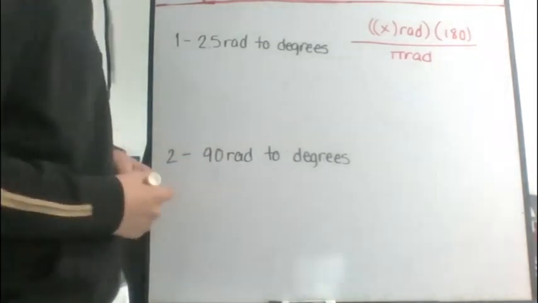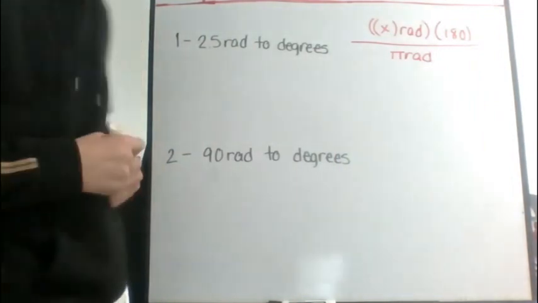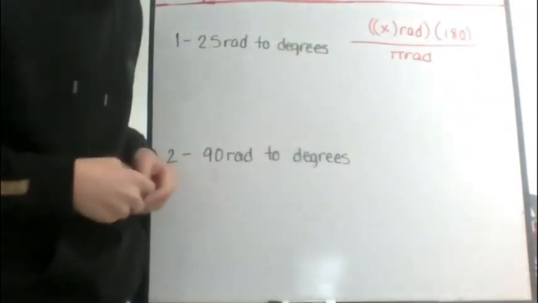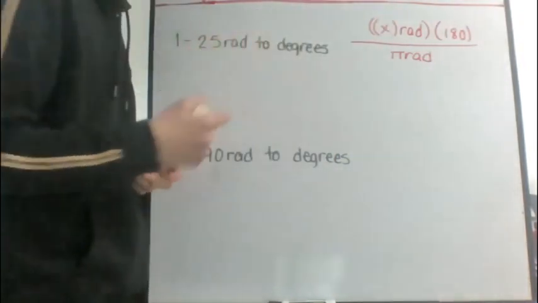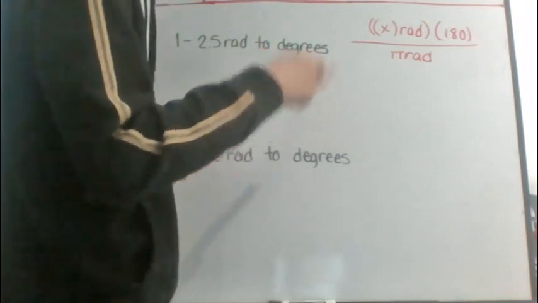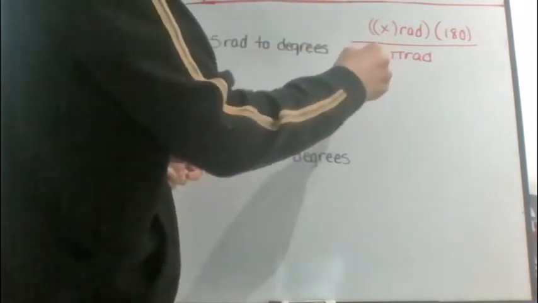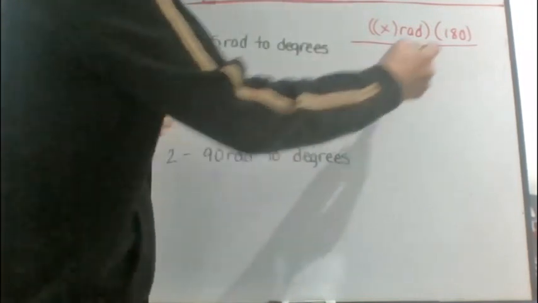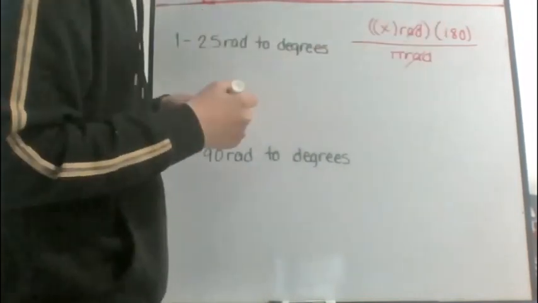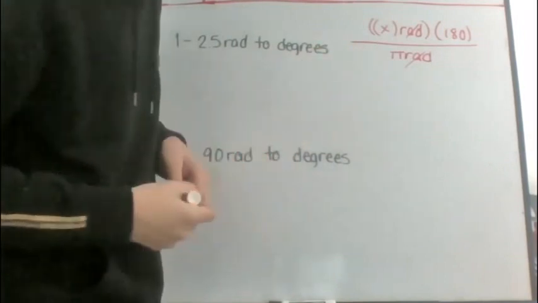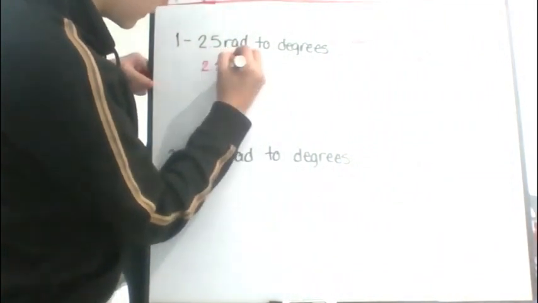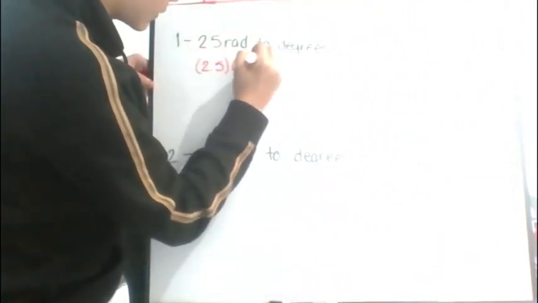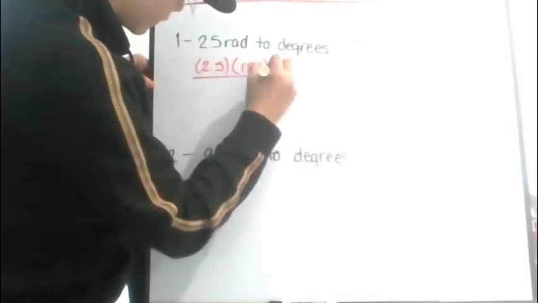Okay, well, next we're going to see what we have to do when we have radians, but we have to pass it to degrees. In this case we have to use a different formula, but it's also easy. In this formula, the x, which is the radians, is going to be multiplied by 180, but divided by pi radians. The radians cancel because it's dividing, and it will only divide by pi. So in this case, it will be 2.5 times 180 over pi.